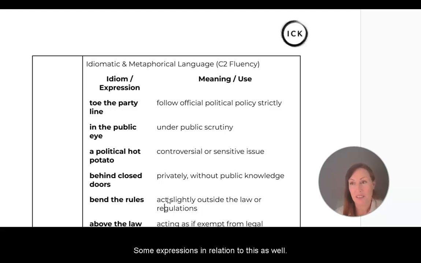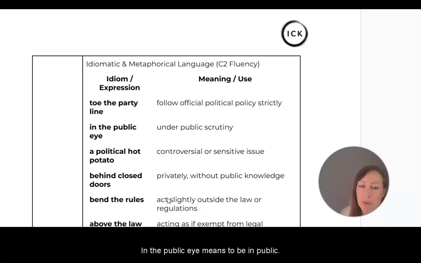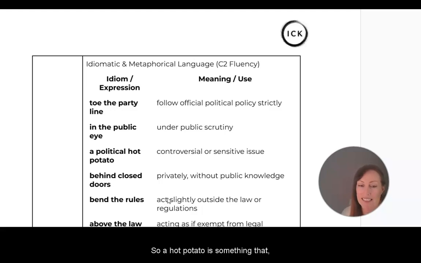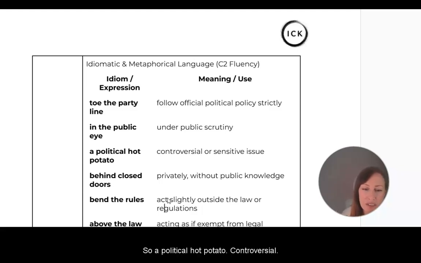Some expressions in relation to this as well. For example, to toe the party line means to always agree with what the party says. In the public eye means to be in public. A political hot potato. So a hot potato is something that's controversial, it's sensitive, it's difficult. For example, if you have a hot potato in work, you have a problem. And people try to pass it from one to the other because it's hot. So a political hot potato, controversial.